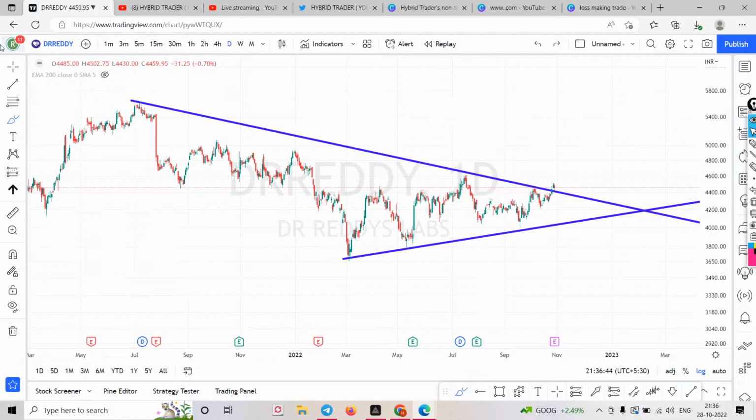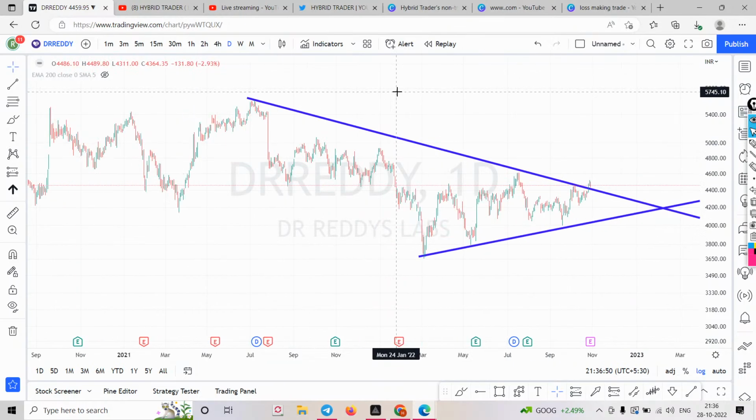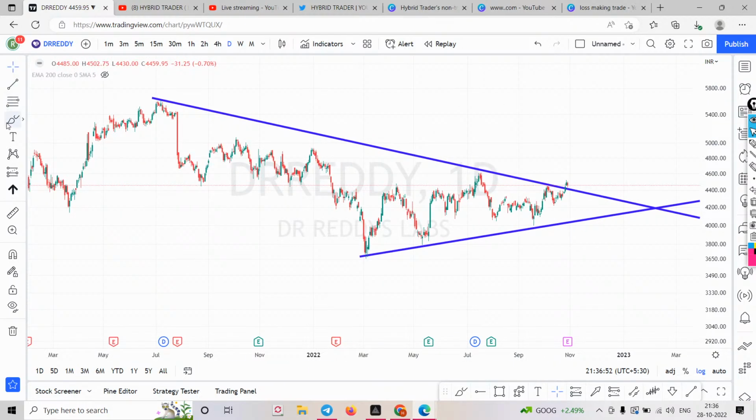But see, when I'm making consistent profit, even you guys can also make consistent profit. Okay, now check this price action. Dr. Reddy's is also making a sort of triangle pattern. See, support 1. The moment it took the support, it went up. It came down, it took the same support. It went up, right? Again, it took the same support here, right?